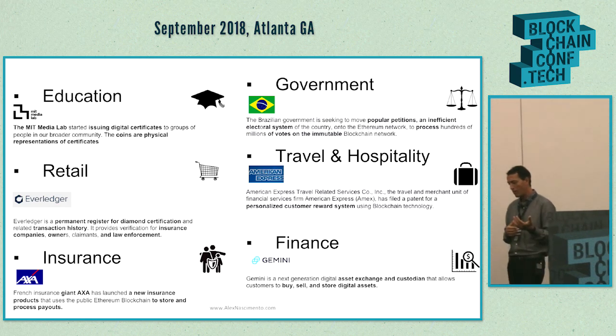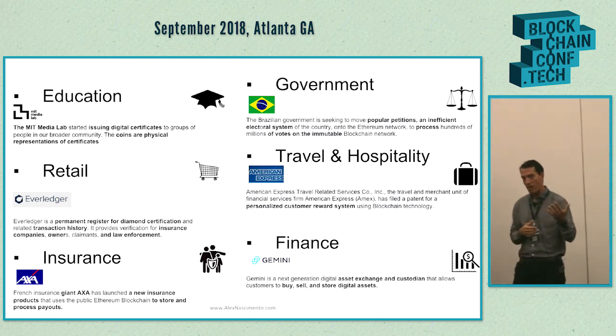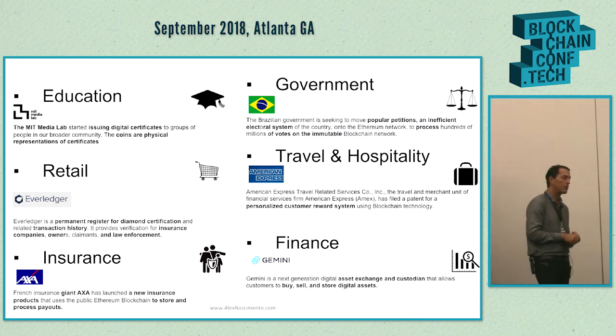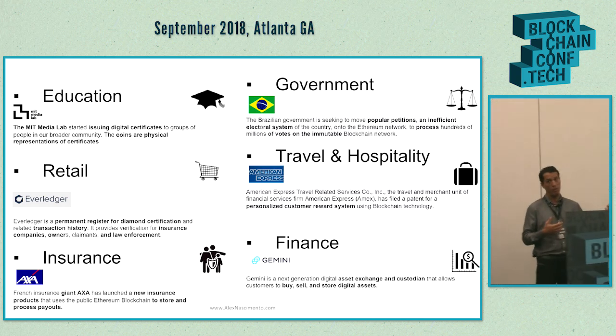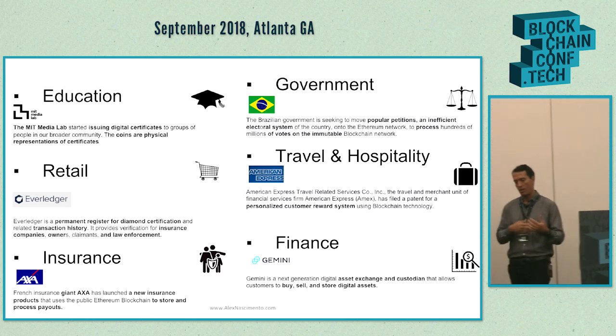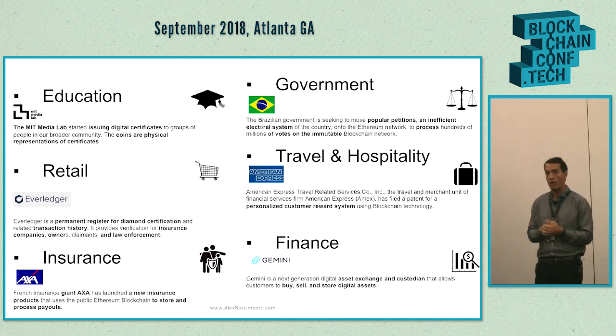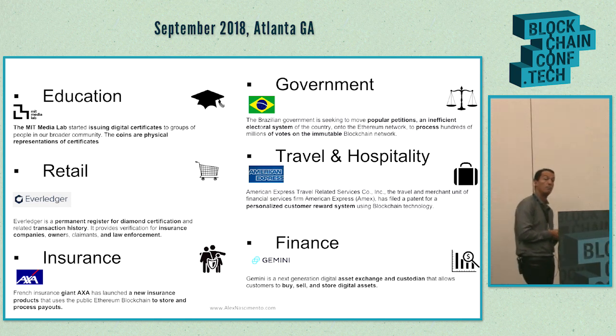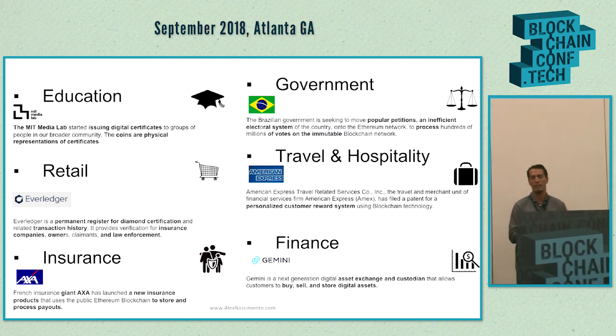American Express, who some of you here might have an American Express, and it's all about your points and your rewards, is actually partnering with Ripple to make sure that their transactions of points and rewards becomes automated, immutable, and stored in a decentralized ledger.